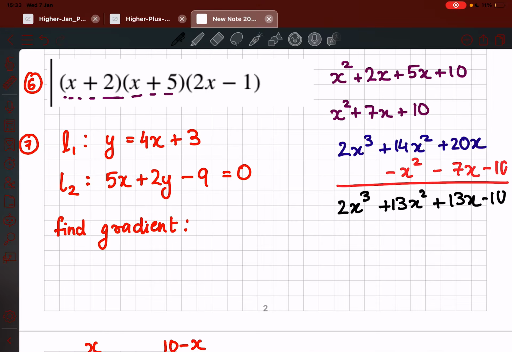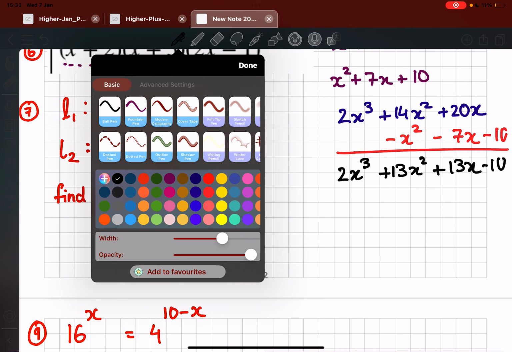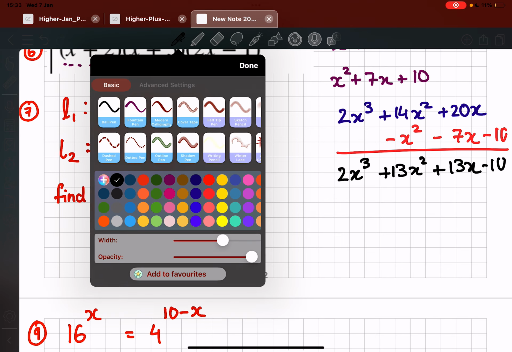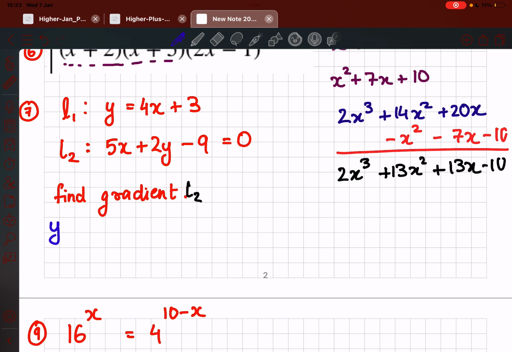Number 7 says, you're given 2 equations of lines. We need to find the gradient of the second line. Now, if you're ever asked to find the gradient of a line, the first thing that you need to do is make y the subject, so that you end up with y equals mx plus c, and whatever is the coefficient of x would be your gradient.